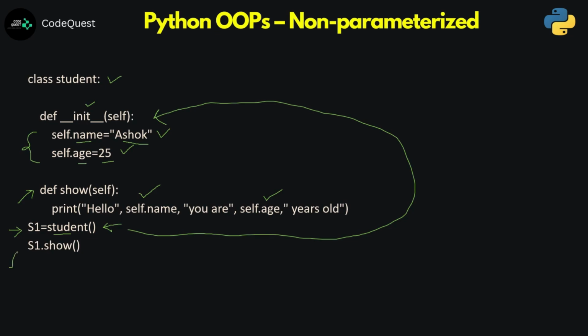Now, when we come back to this particular line, where we are trying to call the show method by using this object s1, as s1 is associated with these two values of name and age, that is Ashok and 25, the show method is going to print hello followed by Ashok, you are 25 years old. So this is the output that we are going to get.